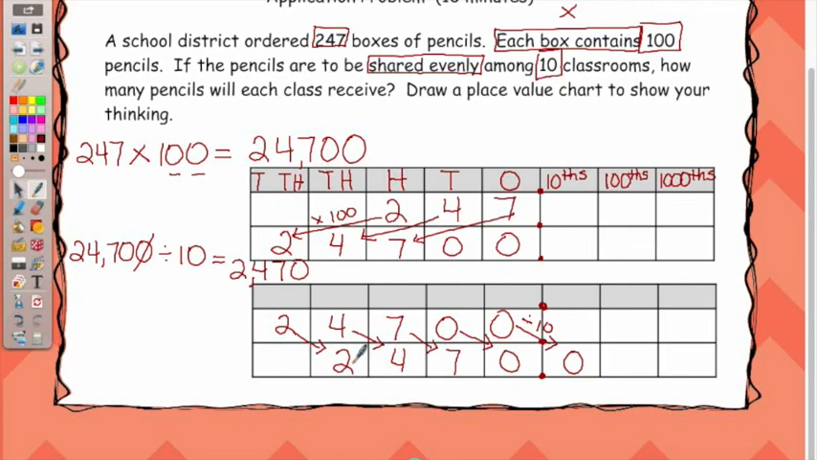Okay, if I were going to answer with a sentence on this, how would I do it? Well, the first thing I have to do is find the question. Here's the question. How many pencils will each class receive? So if I want to write a sentence, I can restate that question. What could I start with? Each class will receive. Awesome. Each class will receive.